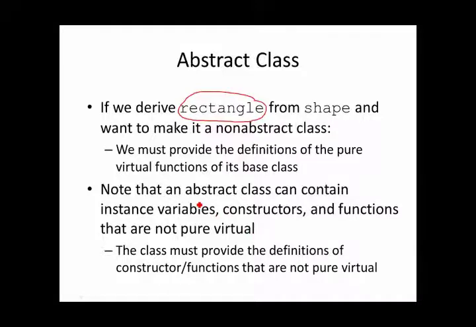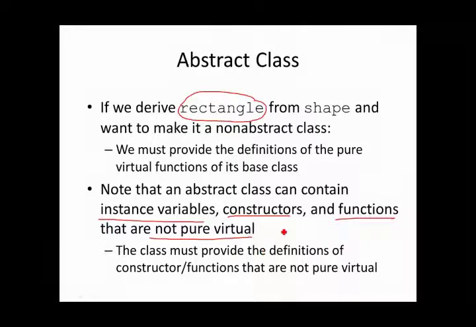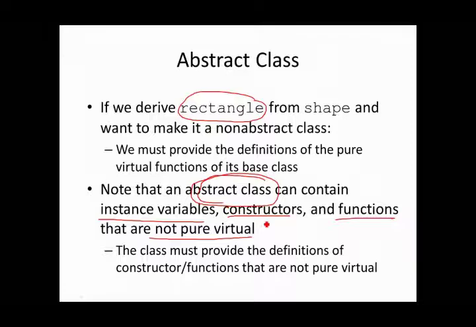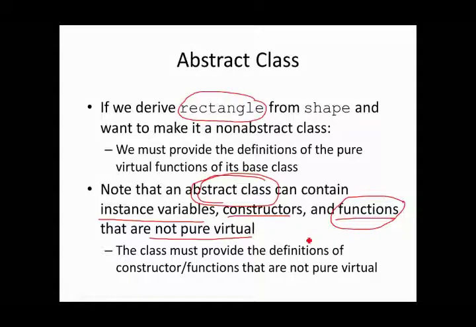So an abstract class can contain more than just pure virtual functions. An abstract class can have constructors, it can have other non-virtual functions, it can have variables, but as soon as it has just one pure virtual function, that class is referred to as an abstract class. Okay, so the abstract class does have to define any other function it has in there that's not a pure virtual function, but other than that, the pure virtual functions it does not have to define.